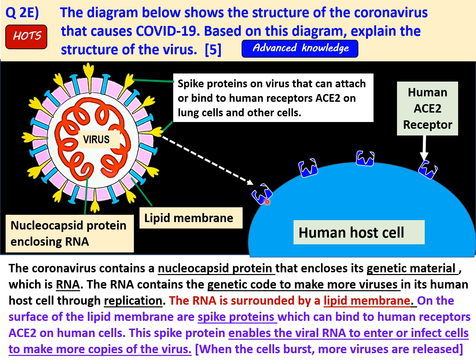And then what does the spike protein do? Once the spike protein binds to the human receptors, it will enable the viral RNA, this strand, to be injected into the cells. They can enter and infect the cells easily once the spike protein binds to the human receptor. Okay? And after the viral RNA has infected the cells, it will direct the cell to make more copies of the coronavirus. And then when the cells burst, more viruses will be released. Now that's related to its reproduction. So we have discussed the nucleocapsid protein, the lipid membrane, spike proteins, and the functions of some of the parts. So that's the answer for this question on the structure of the virus.